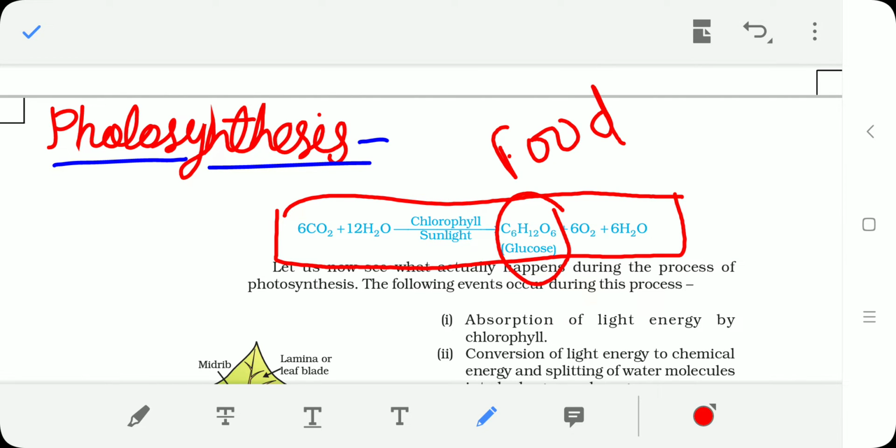After that, this glucose is stored in the leaves and stems of the plant in the form of starch, and later this starch is used by the plants in various activities of the plant.